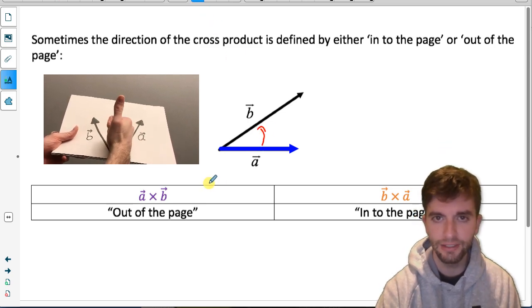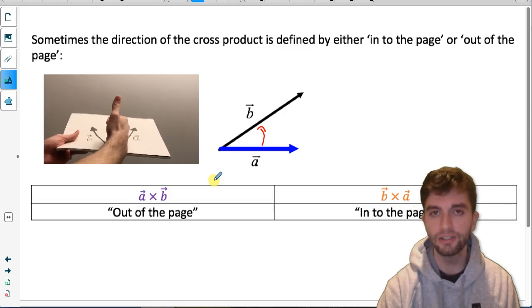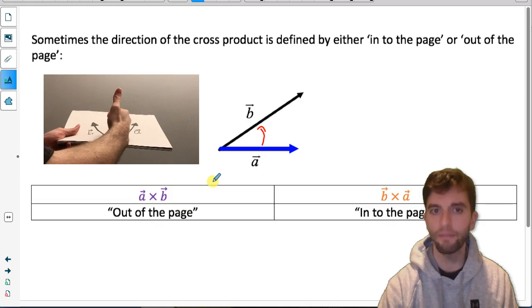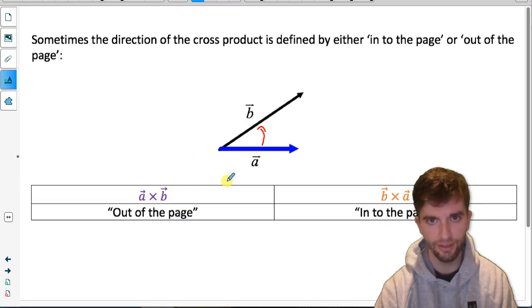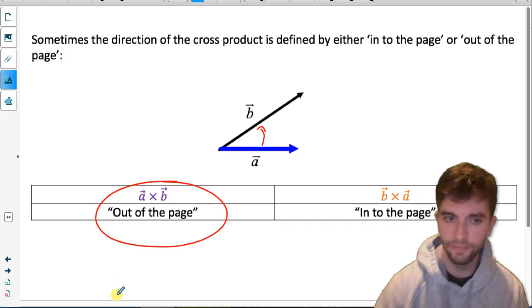To do that, if you were actually imagining your hand being on this page, your thumb would be pointing out of the page. It would be pointing straight up from the page. So in this case, based on this orientation, we would say that A cross B is out of the page.